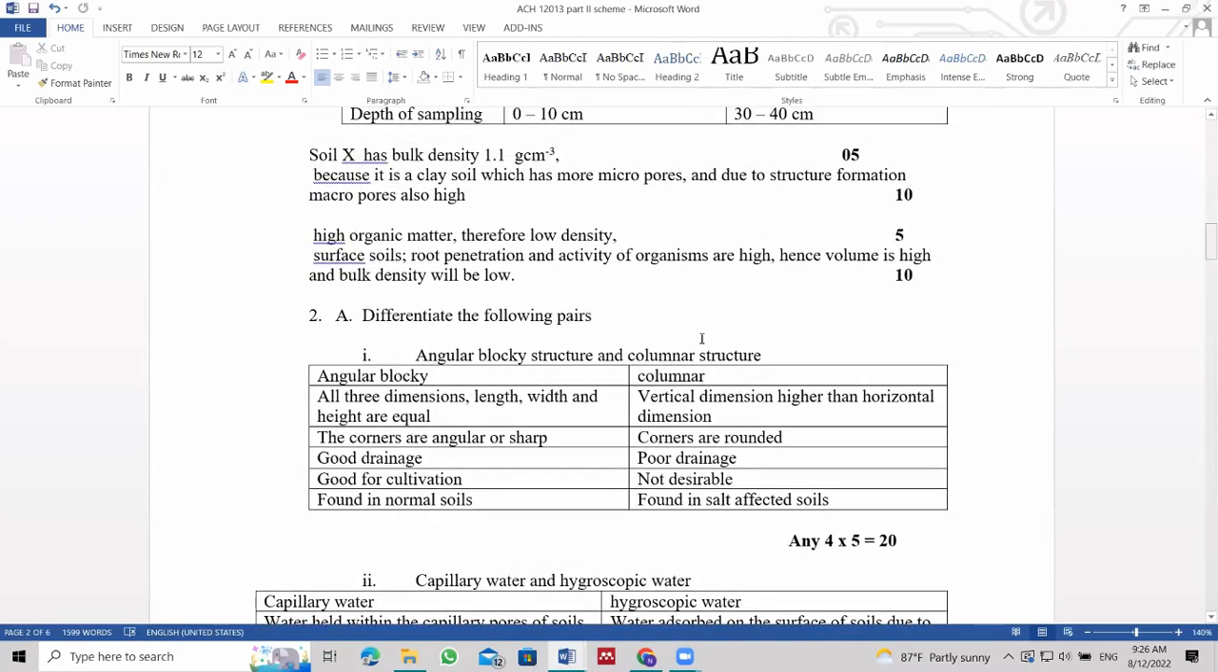In angular blocky, all three dimensions, length, width and height, are equal, whereas in columnar the vertical dimension is higher than the horizontal dimension. So that is the difference. Then corners are angular or sharp in angular blocky, but in columnar the corners are rounded. And angular blocky has good drainage, here poor drainage. Then it is good for cultivation; columnar is not desirable for cultivation. And angular blocks are found in normal soils; these are found in salt affected soils. And any 4 points into 5, 20 marks.